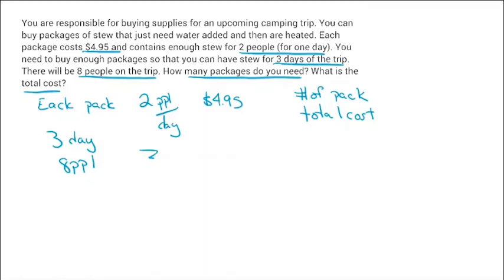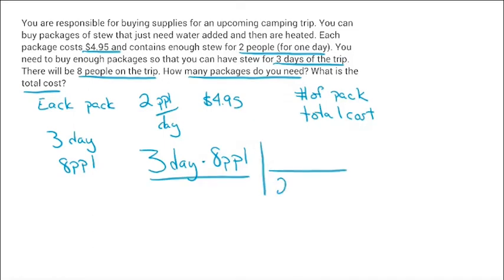Okay, so I'm going to figure out people days. I have 3 days times 8 people, okay? And then I know that each package is good for 2 people per day. So I've got 24 of them. So I have 24 divided by 2 is 12. I should need 12 packages.